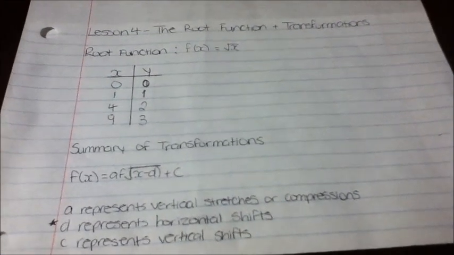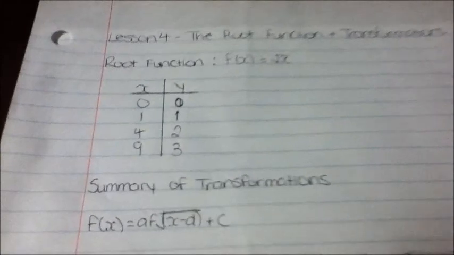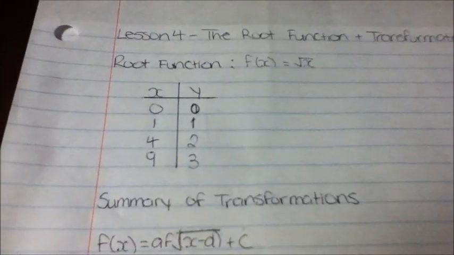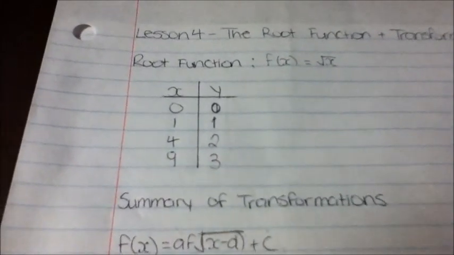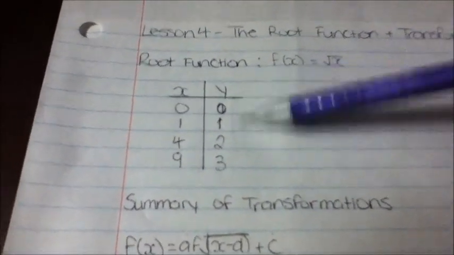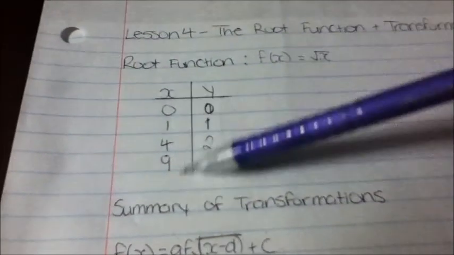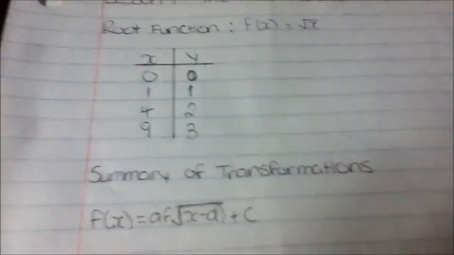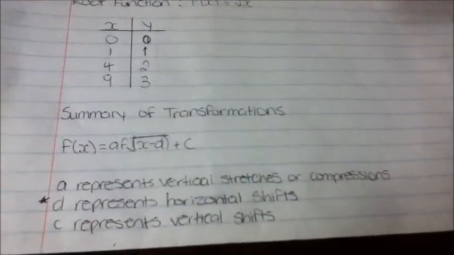Lesson 4 is the root function and transformations. The root function is f(x) = √x. This here is the base graph of the root function. All the y values are the square root of the x values. So now we move on to a summary of the root transformations.